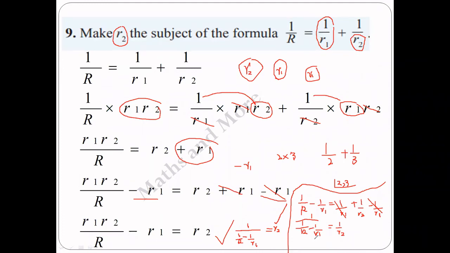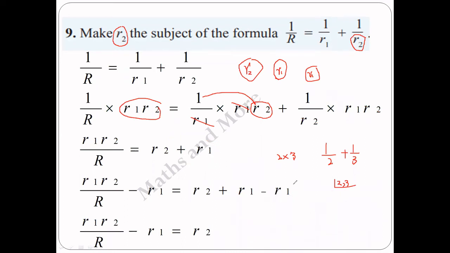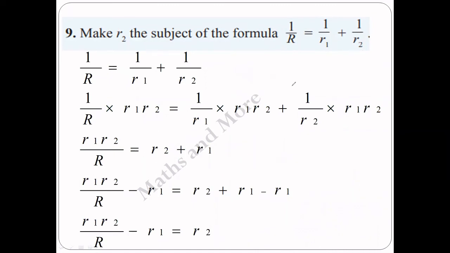That way, the reciprocal of this term is 1 over that term. Can you understand? Reciprocal of 1 over R2 means R2 over 1. That R2 over 1 means R2. That way. So both are correct. Now let's move to the next one.